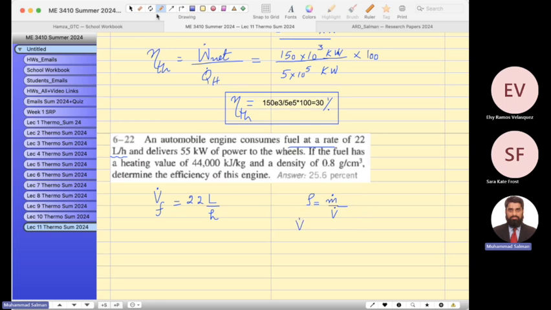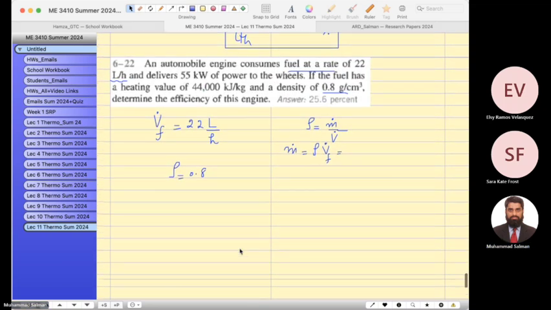So V dot. Can I write down M dot? I'm interested in M dot here, which is equal to density times the volume flow rate. The density is for the fuel. It is 0.8 grams per centimeter cubed. I have to convert it. 1,000 grams equals 1 kilogram.